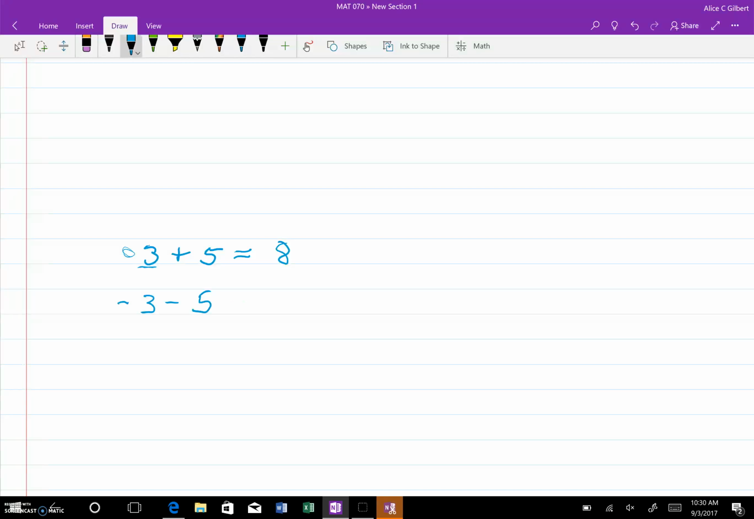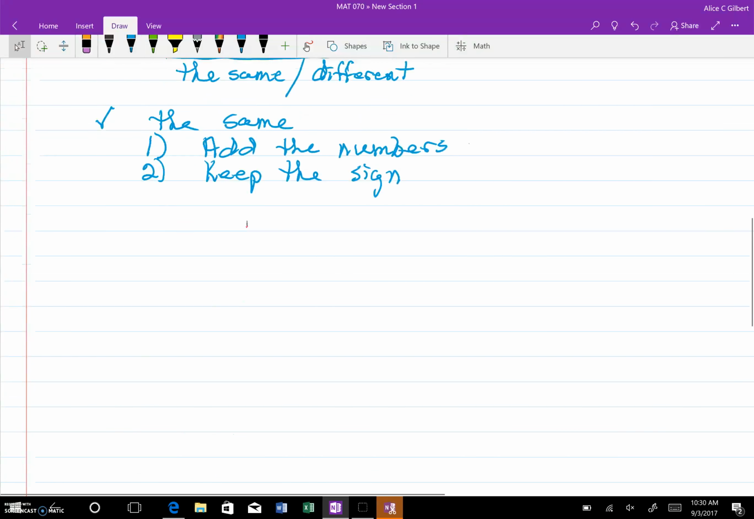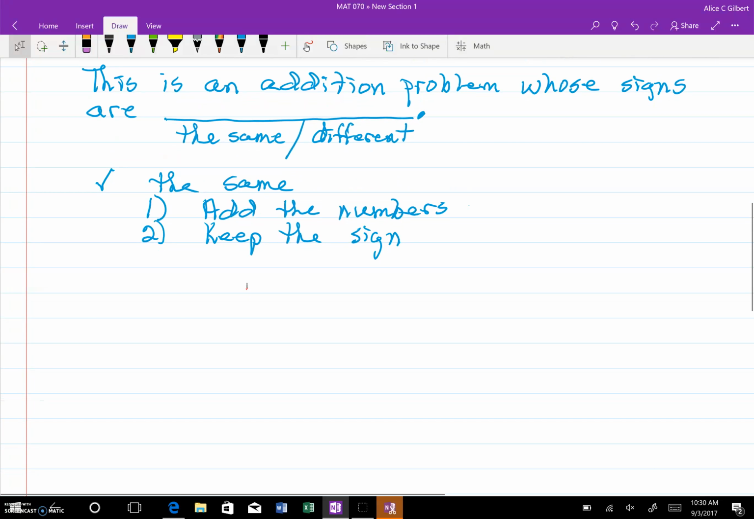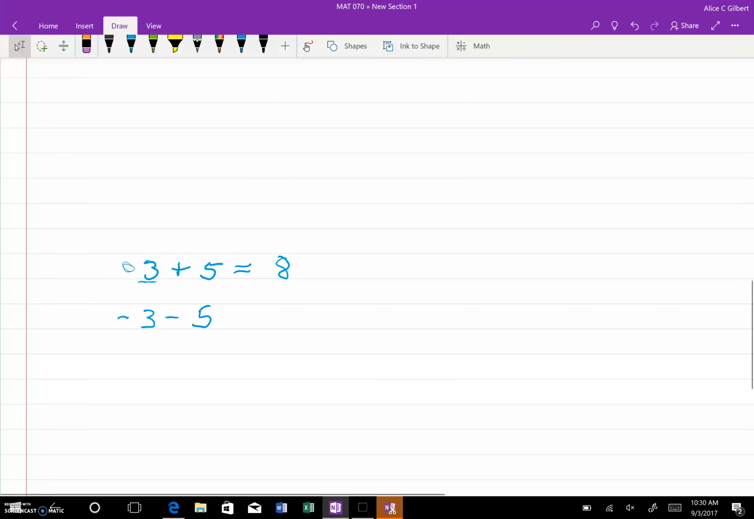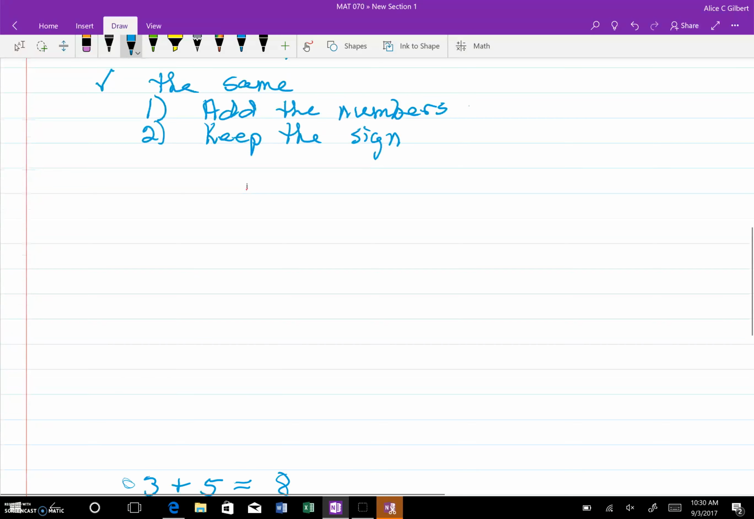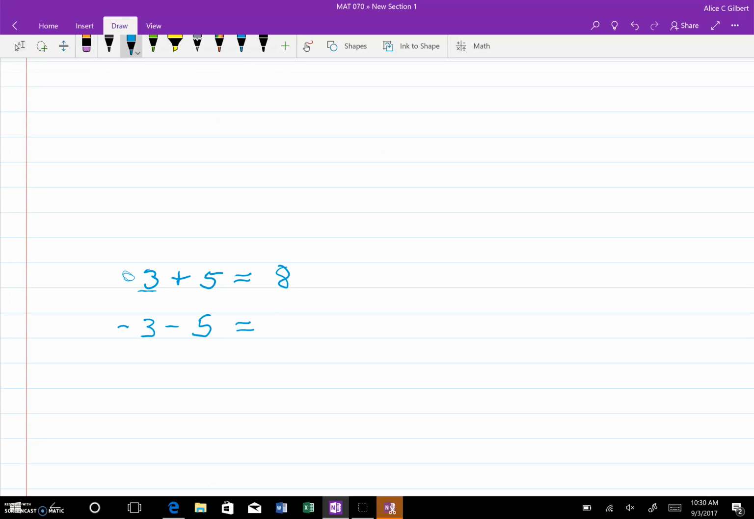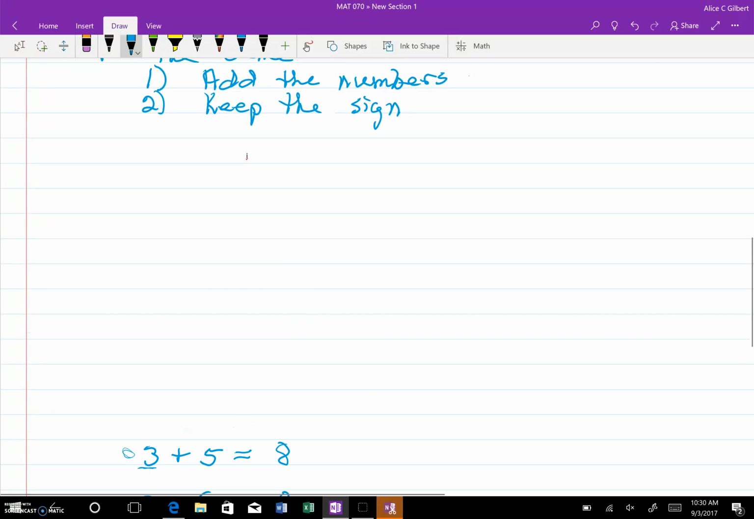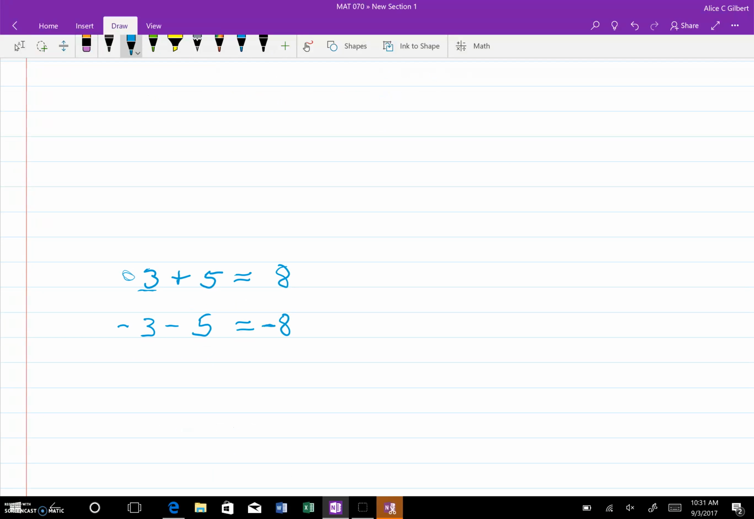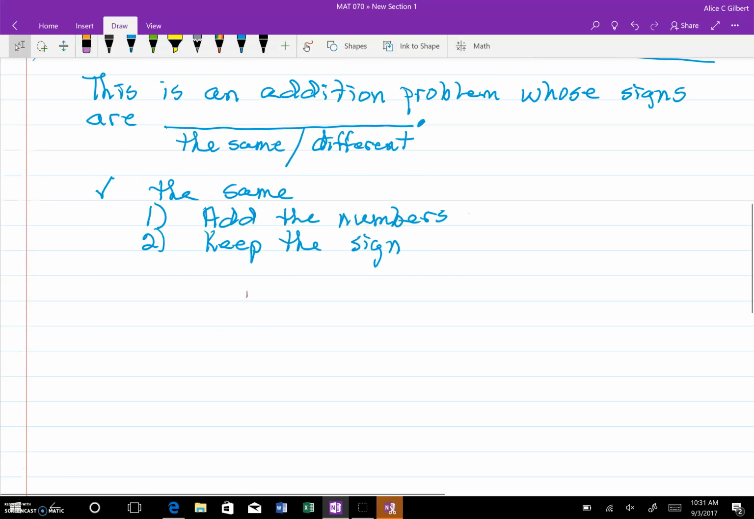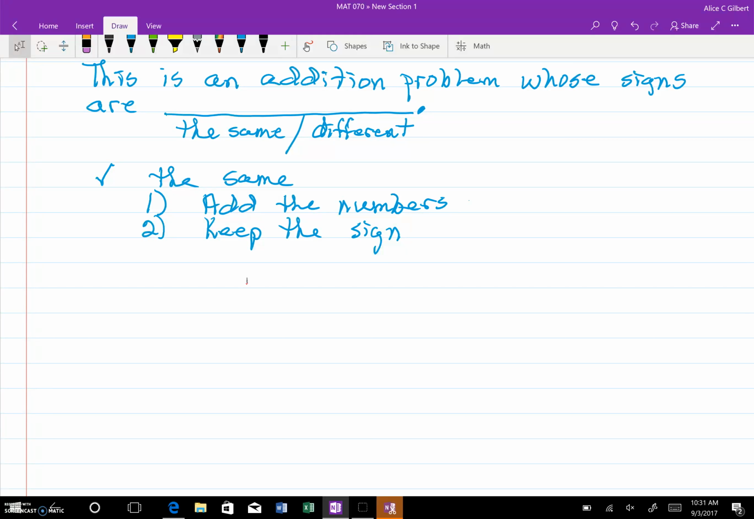Okay, so here again, we look at this. It says this is an addition problem whose signs are, well, they're the same because the sign of this 3 is negative. The sign of this 5 is negative. So this is an addition problem whose signs are the same. Well, the first rule when the signs are the same is we add the numbers. So I'm going to add the numbers. 3 plus 5 is 8. And then the second rule says keep the sign. I keep the sign. And there's our answer. We're done. Okay? Now let's go to our second scenario. This is an addition problem whose signs are different.